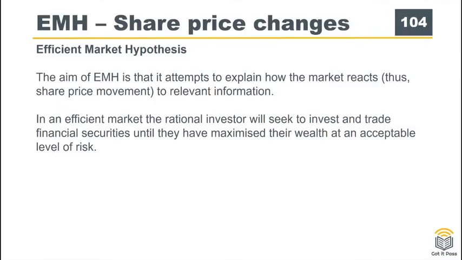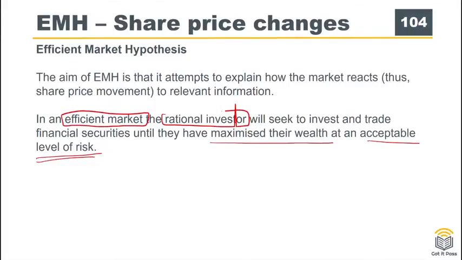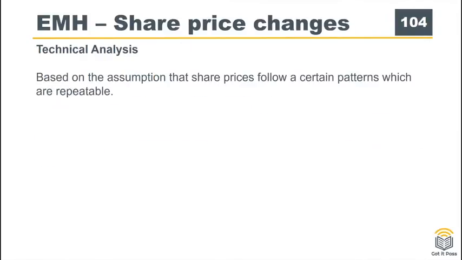And in an efficient market, the rational investor will seek to invest and trade financial securities until they have maximized their wealth at an acceptable level of risk. So the basic assumption is an efficient market. Another assumption is about the rational investor. So in an efficient market, rational investors will maximize their wealth and return at an acceptable level of risk. So we move on to talk about some theories explaining the price movement.